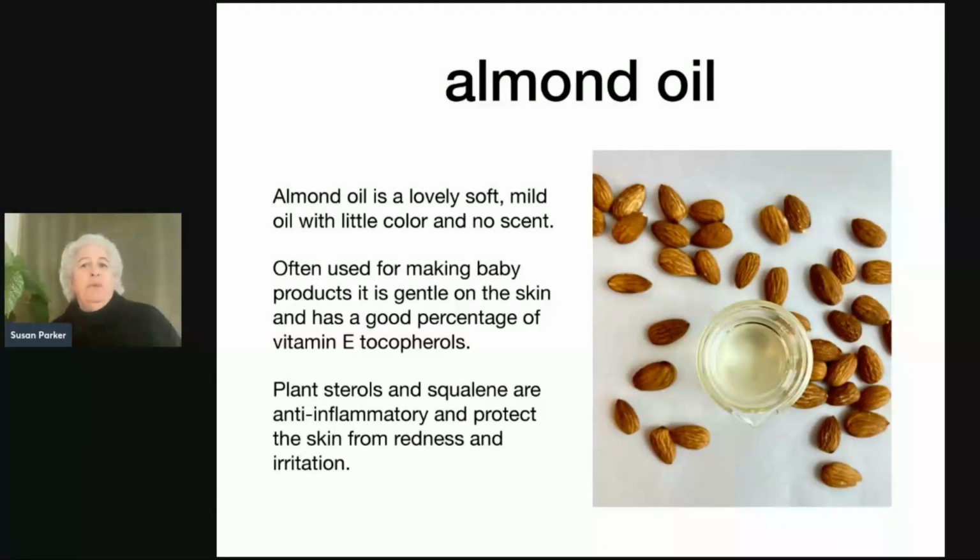So the first oil we can look at is almond oil. Lovely soft oil, mild with little color or scent, often used for making baby products. It's so gentle on the skin and has a good percentage of vitamin E, an antioxidant tocopherols, which help to protect the skin. Plant sterols and squalene are also present in the oil, anti-inflammatory, and protect the skin from redness and irritation.